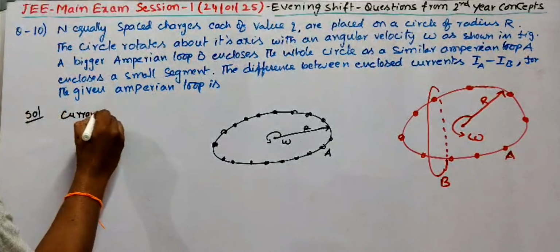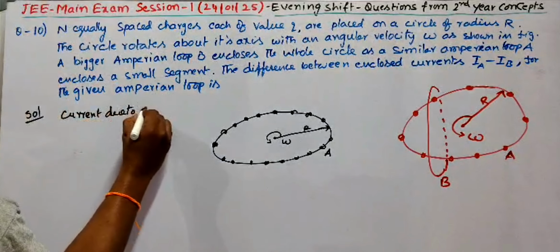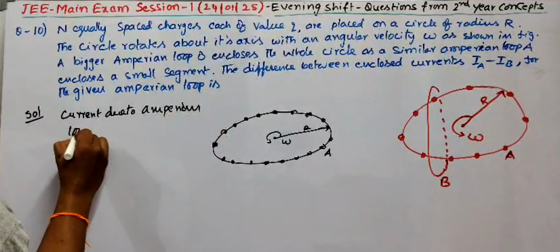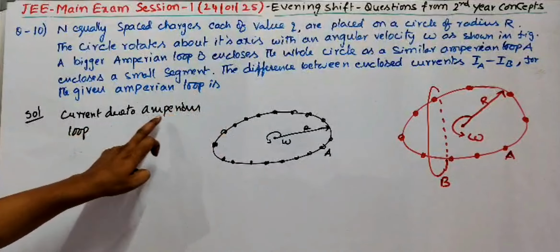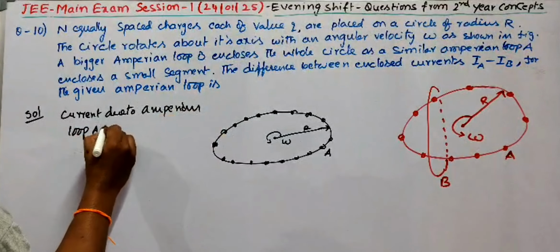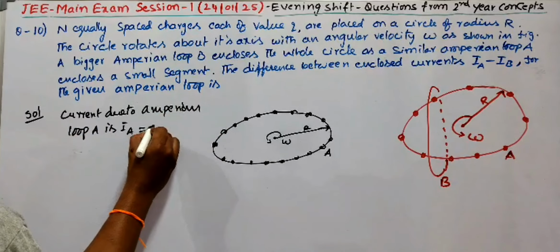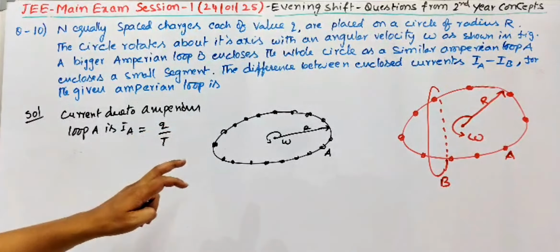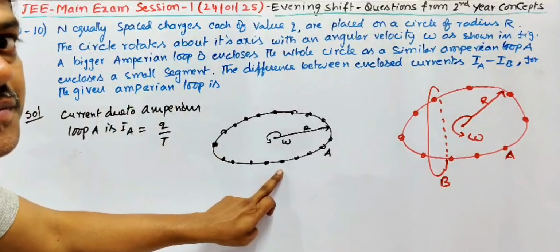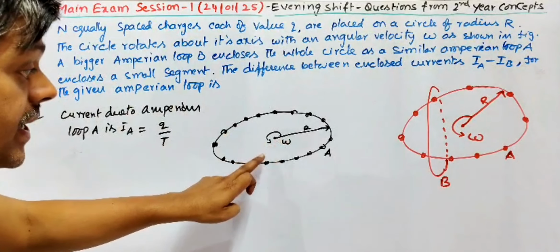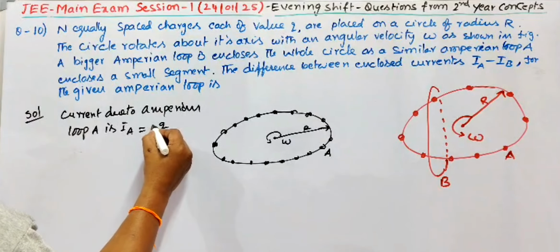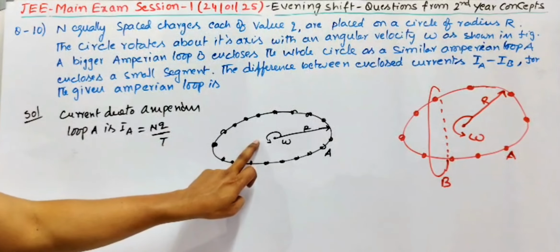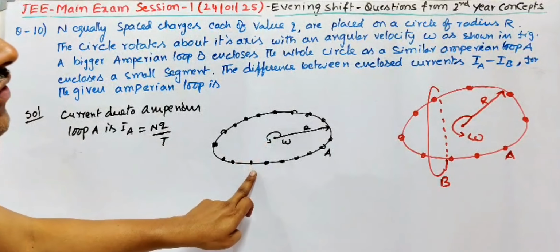So current due to Amperian loop A, I_A, is equal to what? Generally the formula is Q by T when one charge is moving. But here in this Amperian loop, how many charges are there? N charges are there. So n into Q by T. This is the current due to the first Amperian loop having n number of charges.